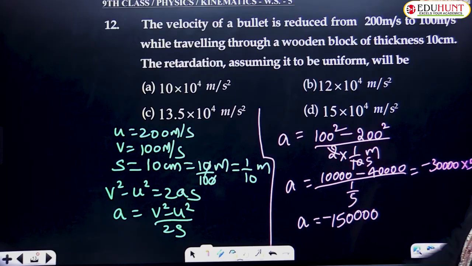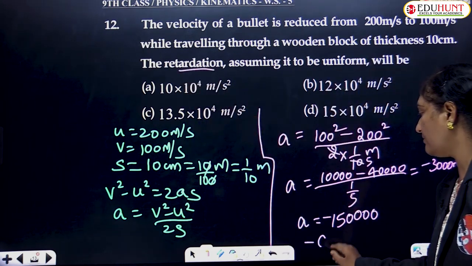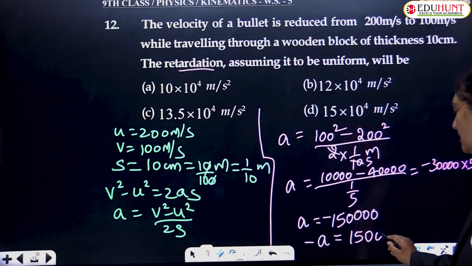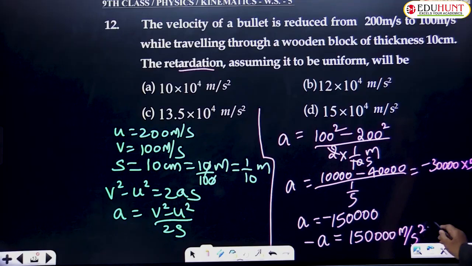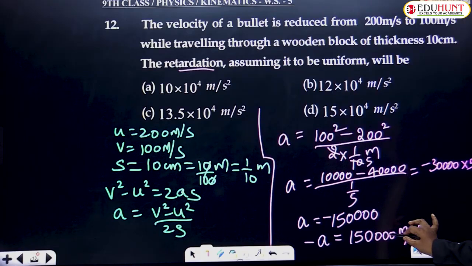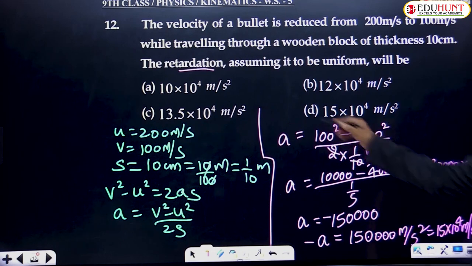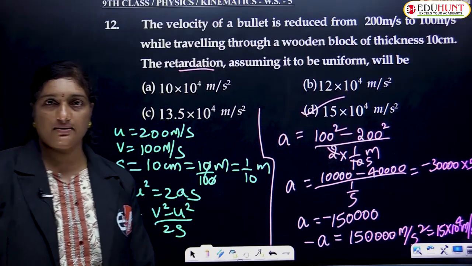This is acceleration, but in the question you are asked to find retardation. So retardation means you have to find the value of minus A. Therefore the value of minus A is 150,000 meter per second square. Here again it is written in terms of 10 power 4. So 1, 2, 3, 4 decimals the other side, this can be written as 15 into 10 power 4 meter per second square. That is, the fourth option is your correct answer. Okay children.